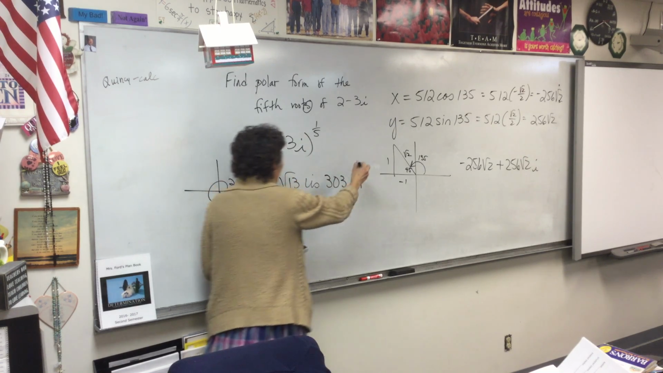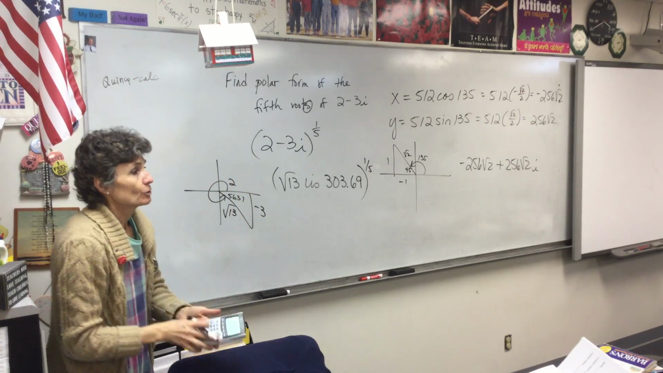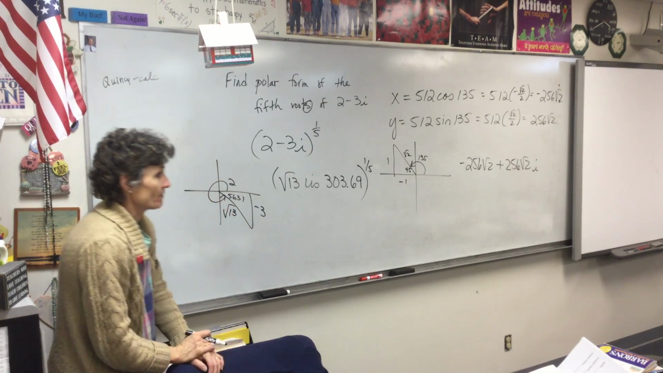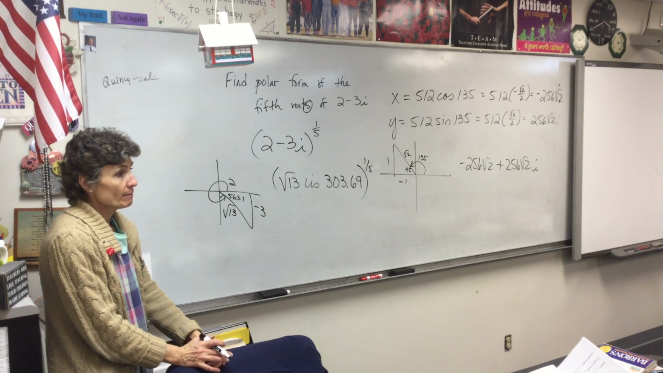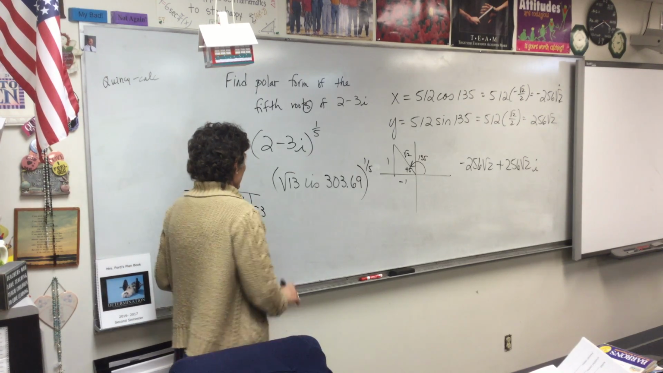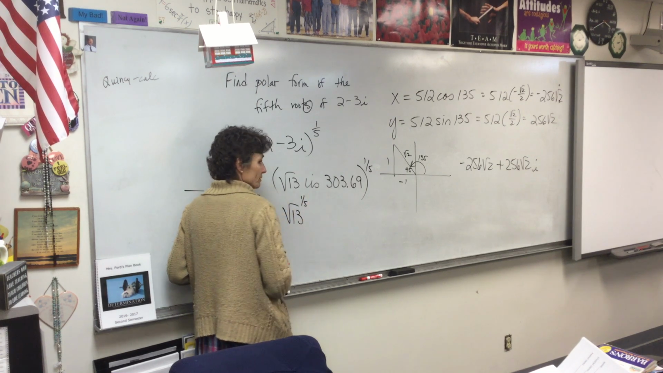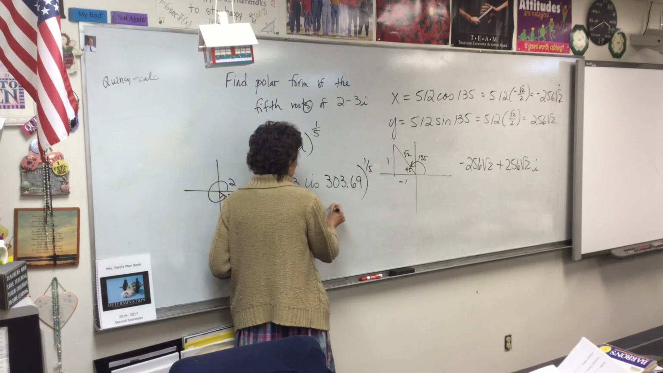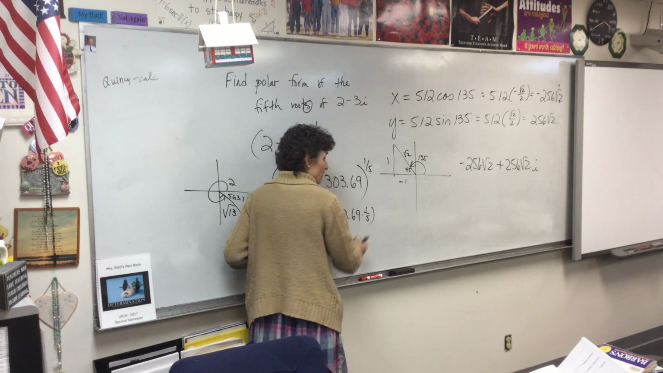And that's the number that you are going to raise to the 1/5 power. Okay? So here we go. We're going to do exactly what we did over there. We're going to take root 13 to the 1/5, and we're going to take 303.69 times a fifth.